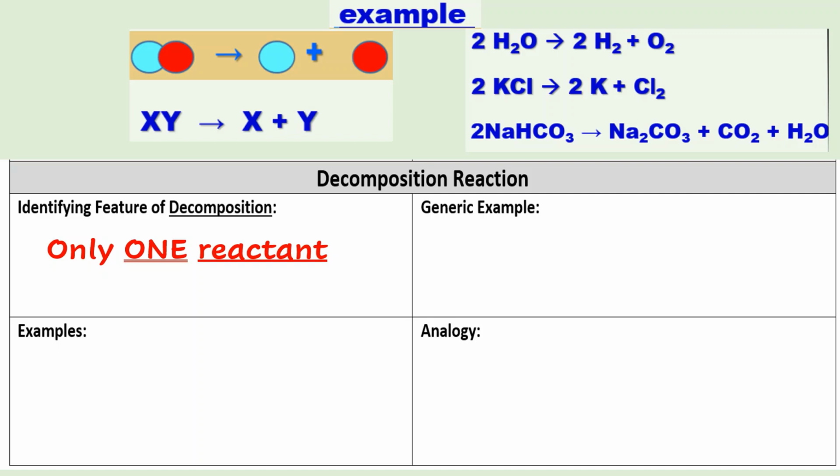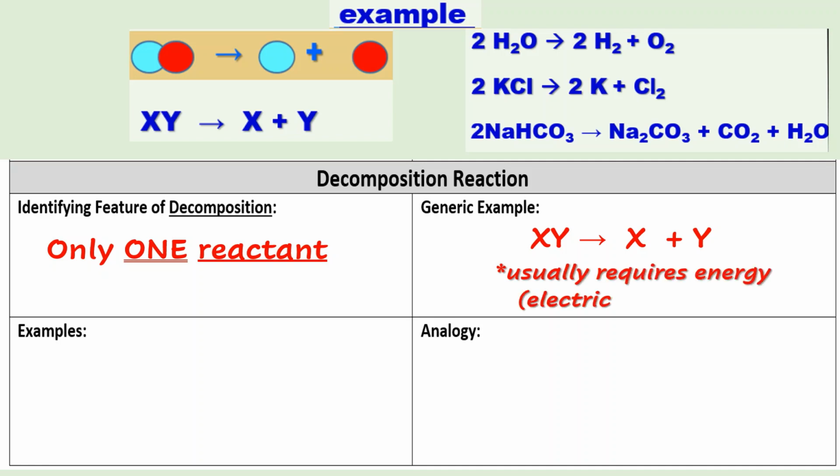We can demonstrate this using the generic equation of compound XY yields X plus Y, where the plus sign on the product side indicates the products are separate substances not connected or attached to each other anymore. This type of reaction typically requires energy, such as electricity or heat, because energy is needed to break the bonds holding the compounds together so the parts are able to separate from each other. Notice in the examples provided, these compounds can break down into separate elements or break down into smaller compounds.